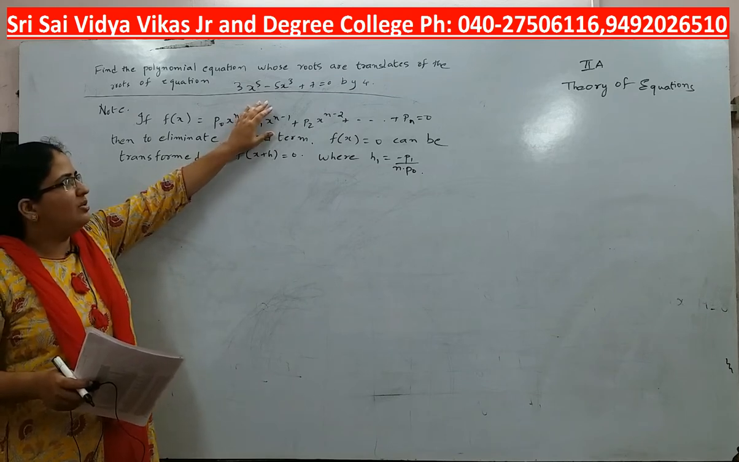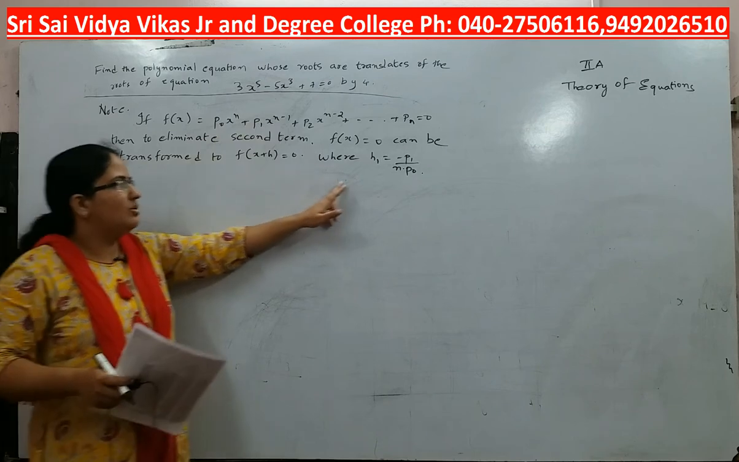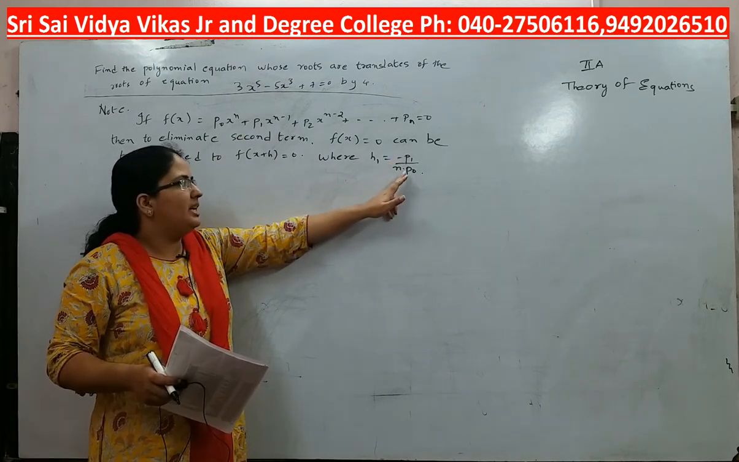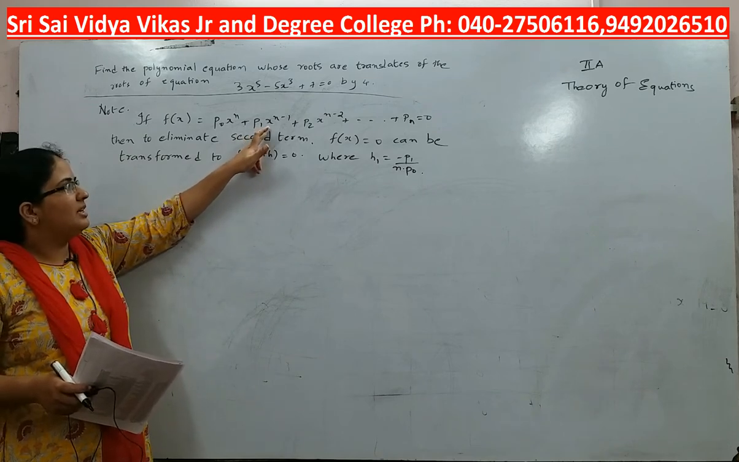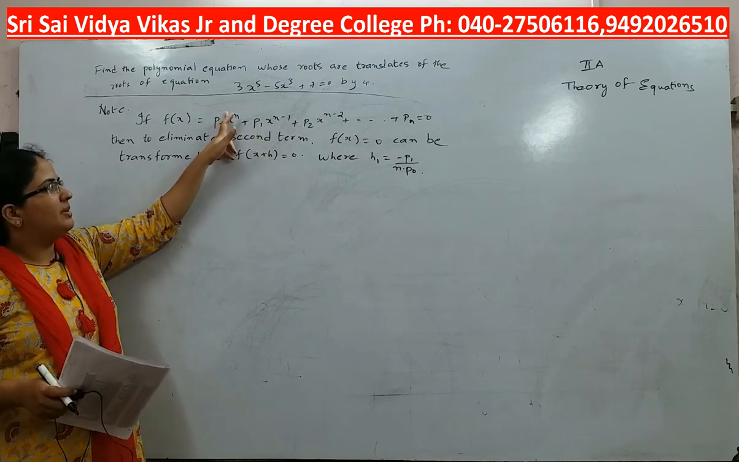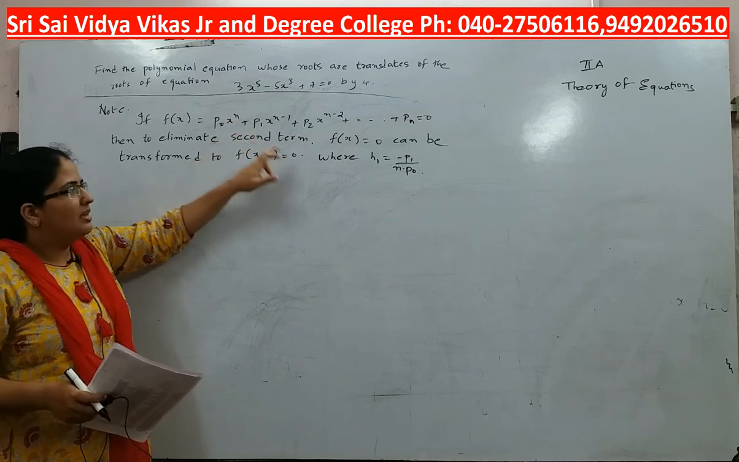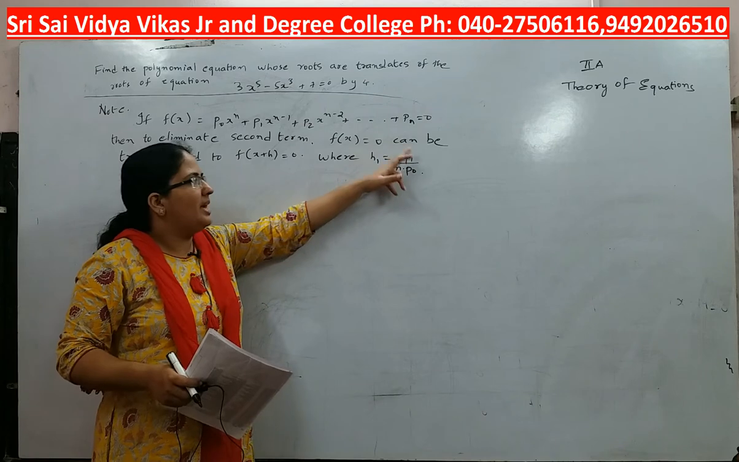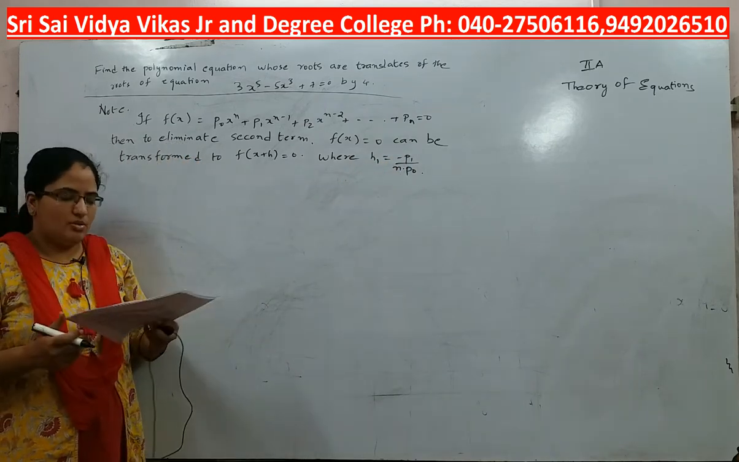In order to find a new equation in which the second highest term is missing, you have to diminish the roots by minus p1 by n into p naught, where p1 is the coefficient of x power n minus 1, p naught is the coefficient of x power n, and n is the degree of the equation. So you have to diminish the roots by minus p1 by n into p naught. Let us look into some problems to understand better.